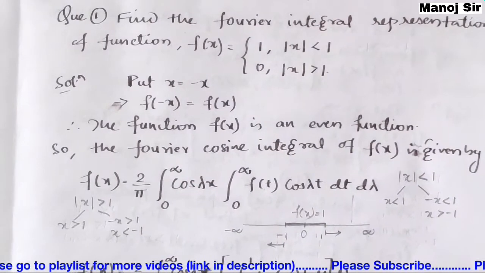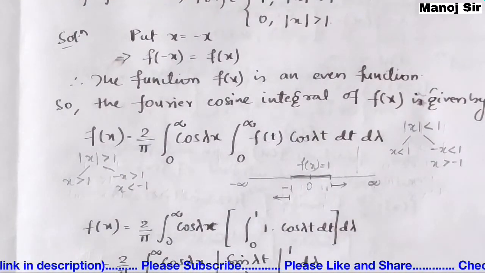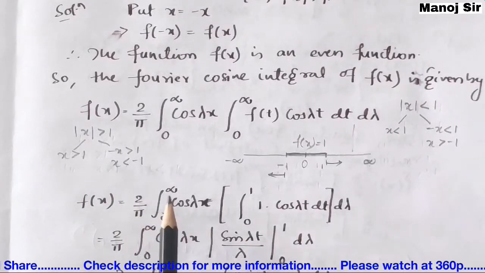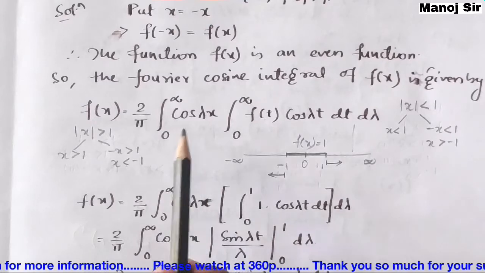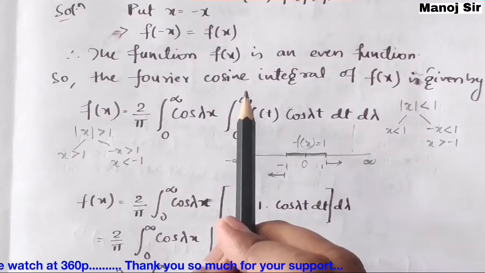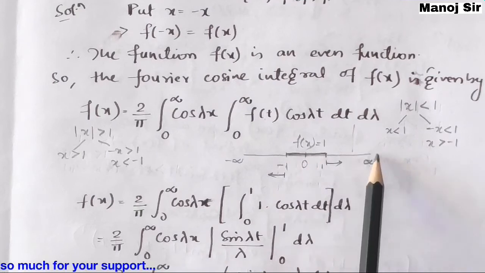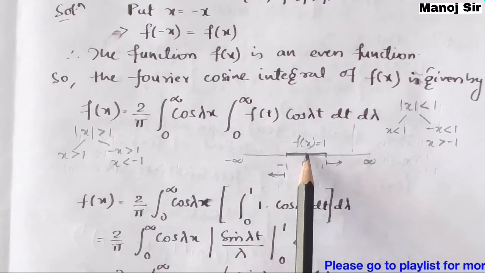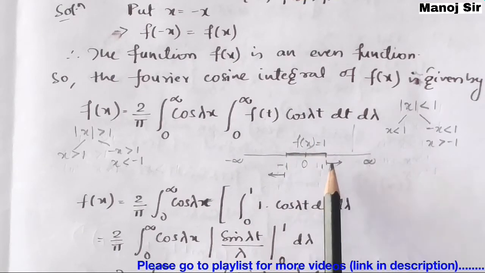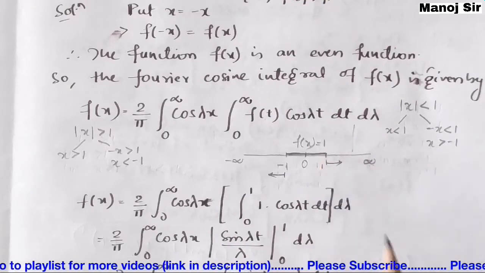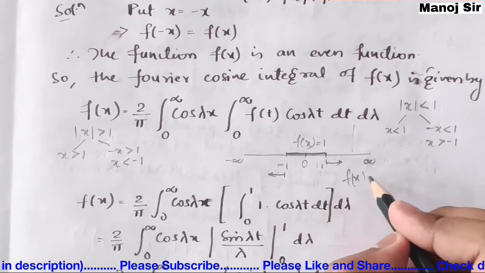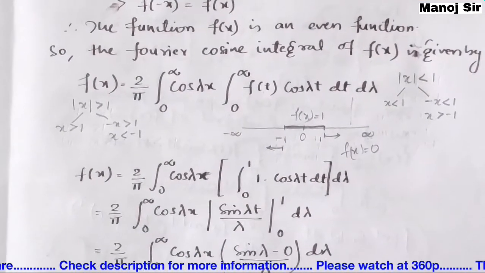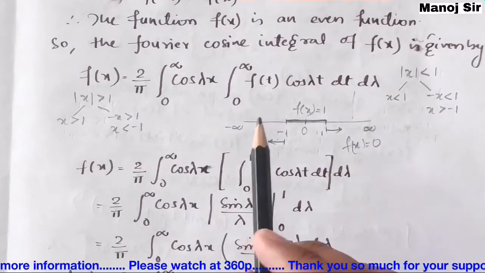Okay, so coming to the integral part, this part. So f of x equals 2 upon pi integration 0 to infinity cos lambda x. Now here you have 0 to infinity. Here we can see from 0 to 1 the function f of x is 1, and from 1 to infinity the function f of x is what? 0. Here function f of x is how much? 0.